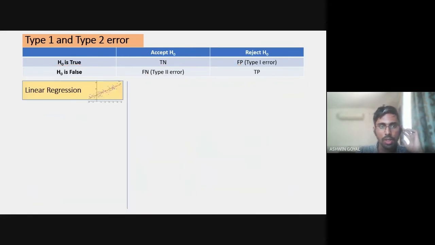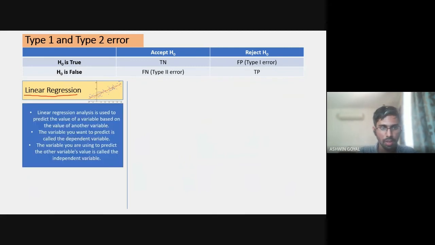All right. Then we talk about linear regression. Now, linear regression is again in statistics a very fundamental concept, and it forms the basis of some machine learning algorithms as well. Linear regression analysis is used to predict the value of a variable based on another variable. I'll show you some graphs. The value that you want to predict is called the dependent variable, and the value that you are using to predict this dependent variable is called the independent variable.